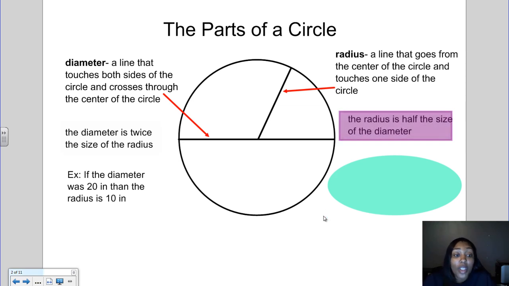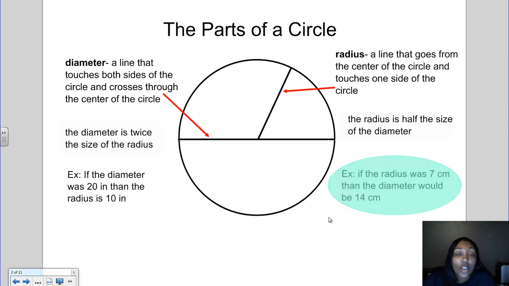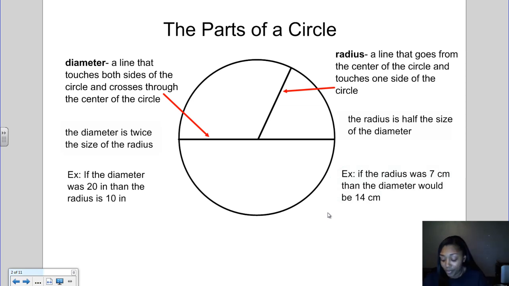Which means if the diameter is twice the size of the radius, that means that the radius is half the size of the diameter. So if I told you that the radius was 7, then that means the diameter would be 14.